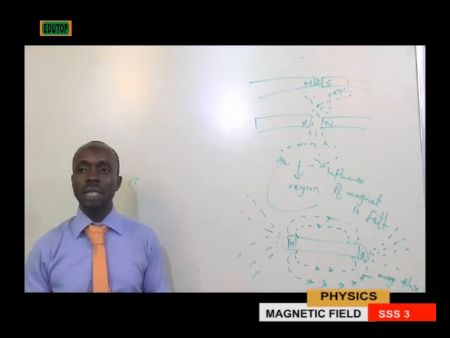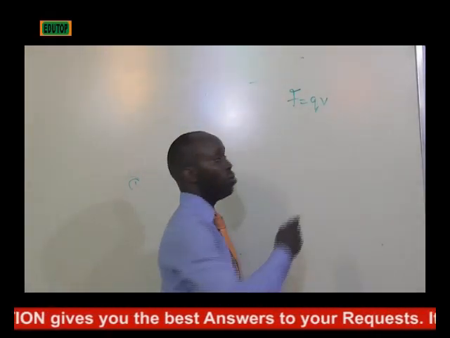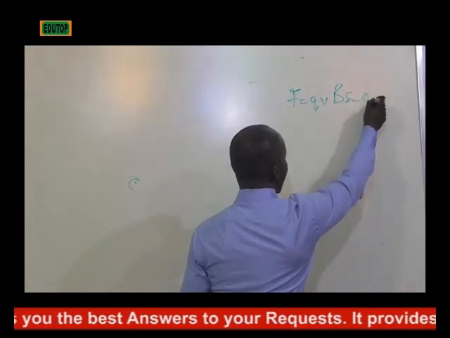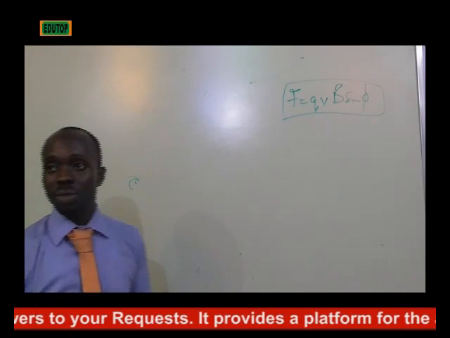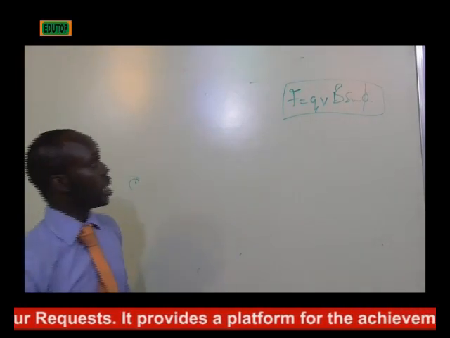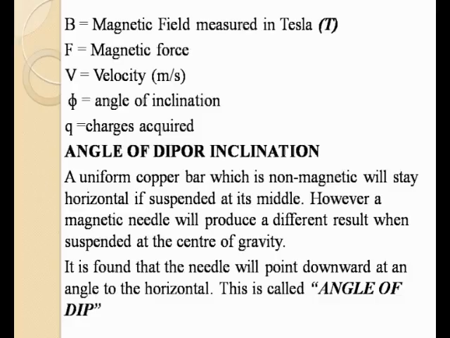Now at this junction, we'll be looking at some terms. You have F equals QVB sine phi. This is your fundamental formula when it comes to magnetic field. Let's start breaking it down. F is your magnetic force, measured in Newton. B is the magnetic field, measured in Tesla. Are you seeing it?